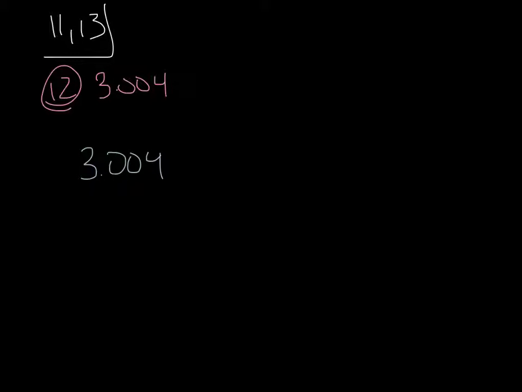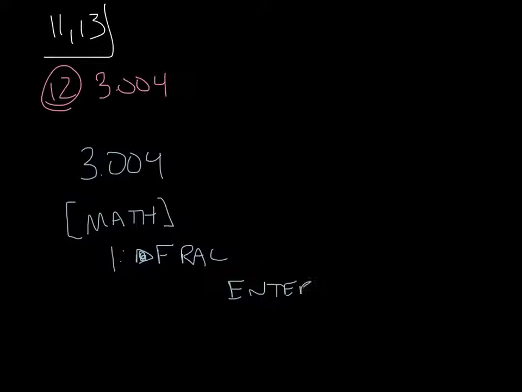3.004 into the calculator. You're going to hit the math button. That's on the left side of your calculator if you're using a TI-84. The first option is an arrow that points to frac. So it looks something like that. You want to select that. So once you get your cursor on that, just hit enter or 1.